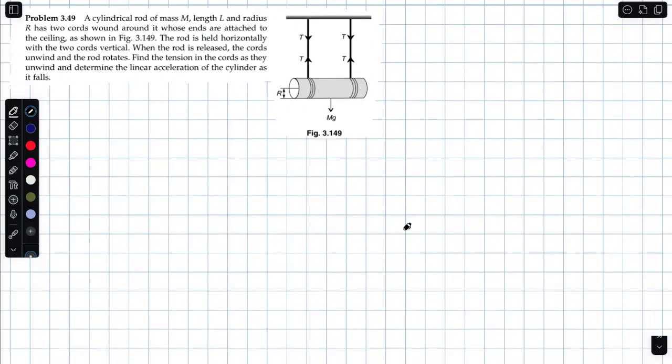Now let us try to understand what is happening here. A cylindrical rod of mass M, length L and radius R has 2 cords wound around it, whose ends are attached. The rod is held horizontally with the 2 cords vertical, then the rod is released. Find the tension.